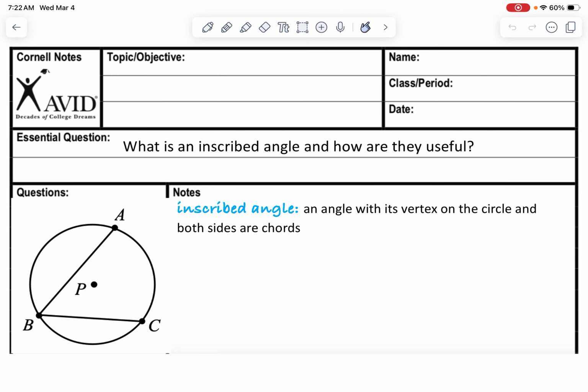Okay, so an inscribed angle is an angle with its vertex. So remember the vertex, in this picture here, that would be B. The vertex is on the circle, and both sides are chords. So this is a chord. That means the endpoints are also on the circle. So pretty much every part of the angle, the ends lie on the circle. So that's an inscribed angle. Okay.